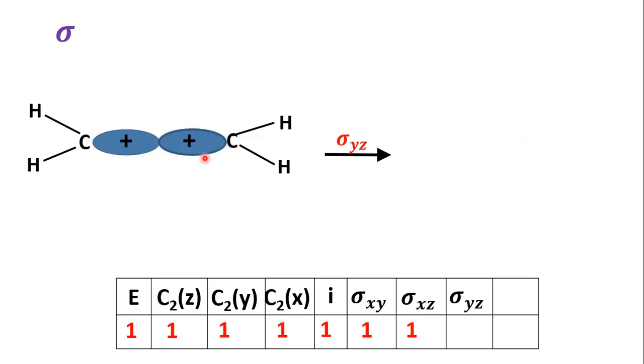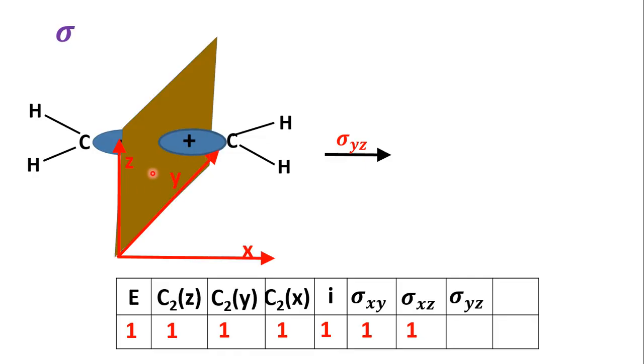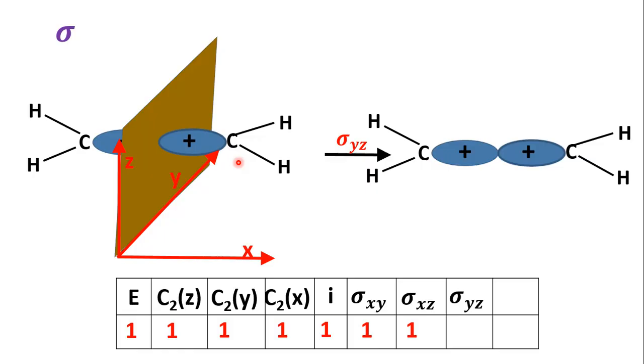Next we come to reflection about sigma yz. The sigma yz is a plane that cuts the two positive lobes of the sigma molecular orbital. To the right side you find one positive lobe, and to the left side you find another positive lobe, and when you do the reflection they will get interchanged. However, there is no change in the sign, and the operation is symmetric, and you get the value as 1.